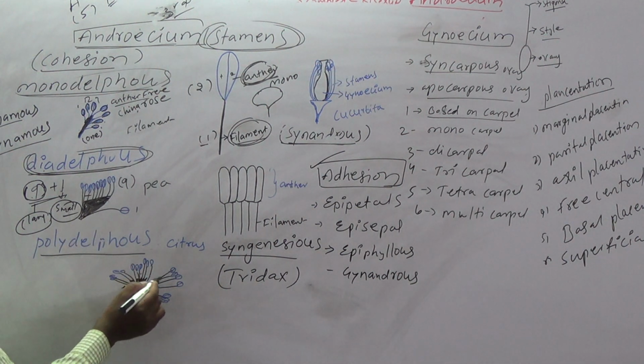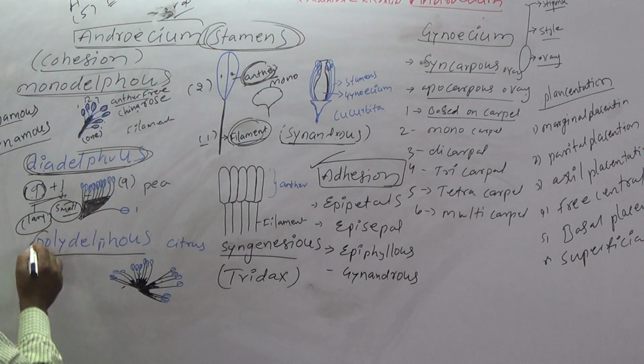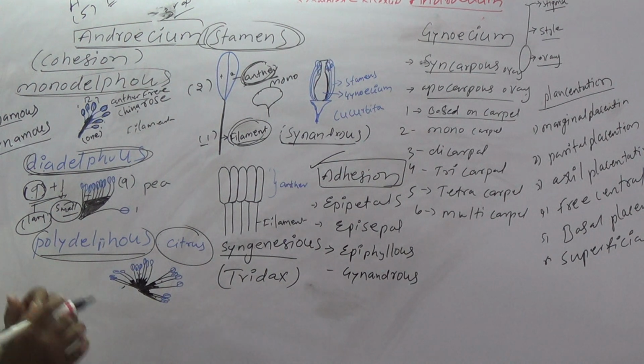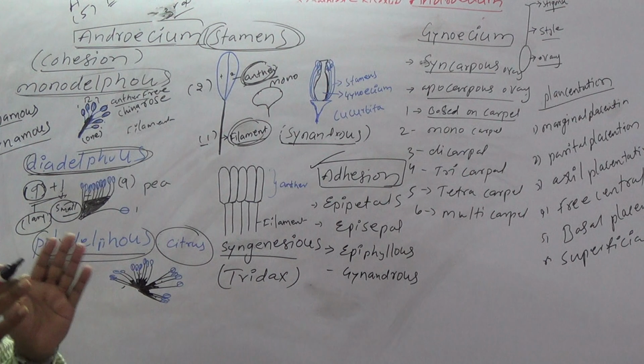So 1, 2, 3, 4. It is called polydelphous, reported in citrus. So first of all, what is delphous? Delphous is nothing but anthers are free, filaments are united.